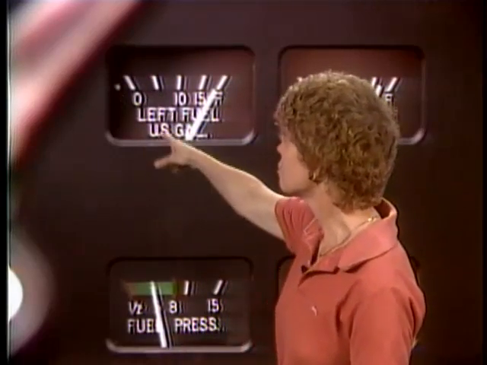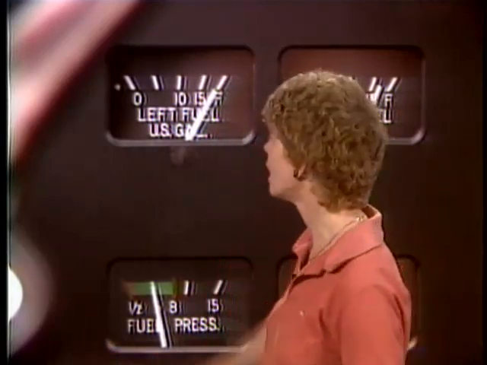Now, as far as the calibration on these fuel quantity gauges is concerned, they have to be calibrated to read 0 in level flight if the quantity of fuel remaining in the tanks is equal to the unusable fuel supply. In other words, when you've used up all your usable fuel, the gauges should read 0. You don't want the gauges reading 5 gallons if the 5 gallons is not usable to the aircraft. So when you get down to the unusable fuel supply, those gauges should read 0. They should be calibrated that way in level flight.